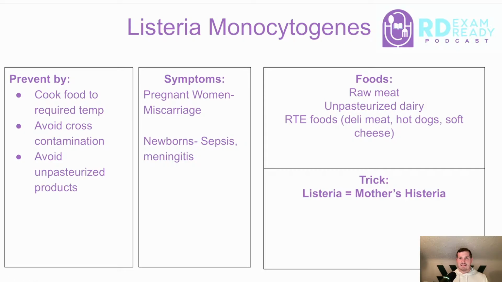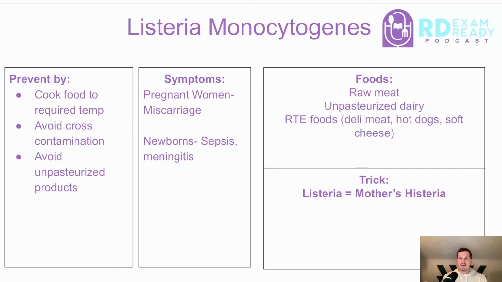Excellent. Let's get into listeria here, folks. Now, if you have something you think of for listeria, post it in the chat right now if you've got it. Listeria is prevented by, one, cooking foods to their required temperature. That's a very helpful way to kill off listeria. Two, avoid cross contamination with raw products and produce and other ready to eat foods. And three, avoiding unpasteurized products, especially dairy, cheese, things like that.